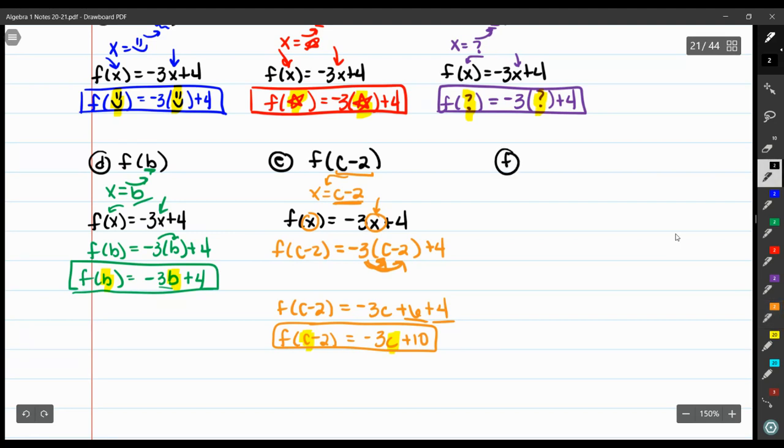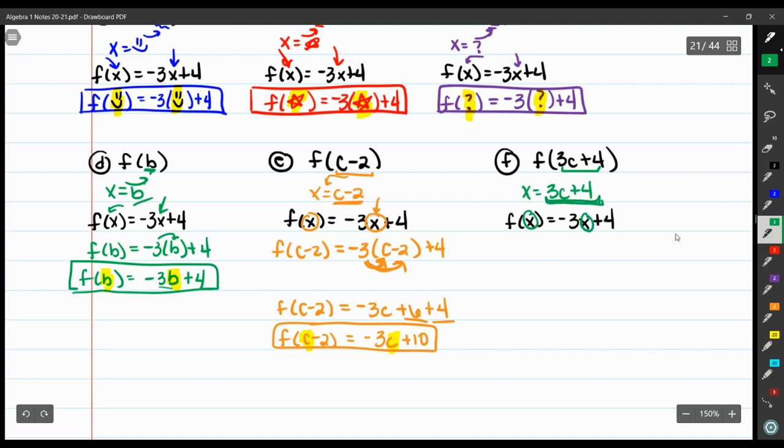So letter F. Let's find f of 3c plus 4. Okay, so now again, this is inside, so x is equal to the entire 3c plus 4. So in our original equation of f of x equals negative 3x plus 4, we get to replace this x and this x with the entire 3c plus 4. So lots of things get replaced now.